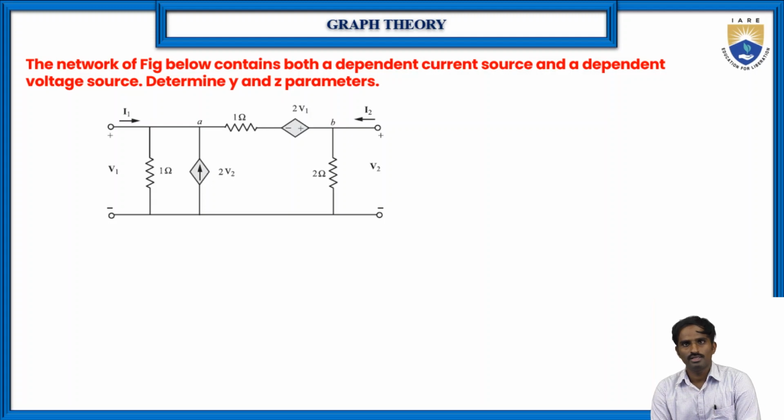Here the network of the figure below contains both a dependent current source and a dependent voltage source. Of course, this is the dependent current source, and this is the dependent voltage source. Determine the y and z parameters. So we need to find y and z parameters, which means by using this network, first we will find one set of parameters, either y or z. Then again by using the interrelation between the two-port networks, we will find the other set of two-port network parameters, right?